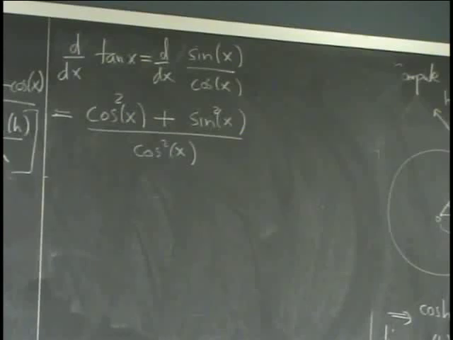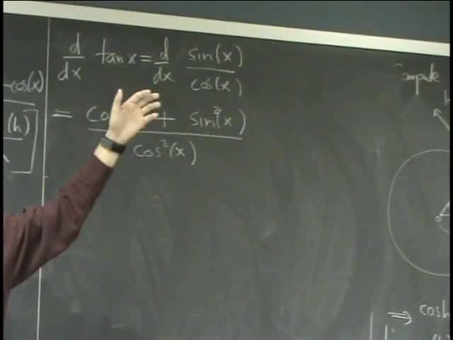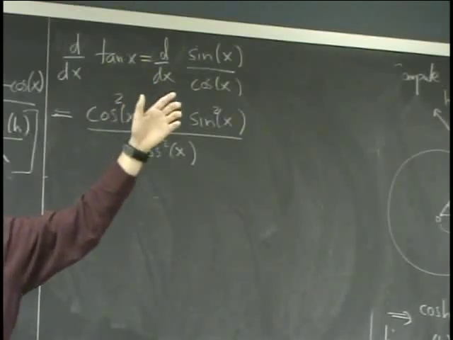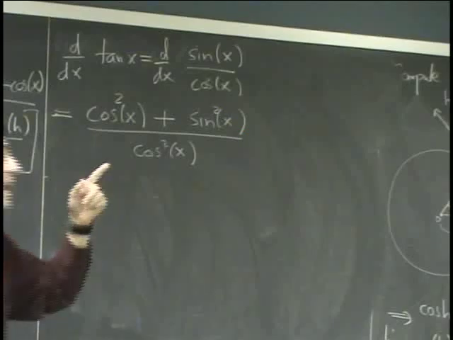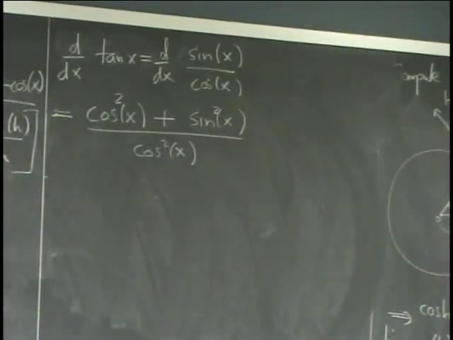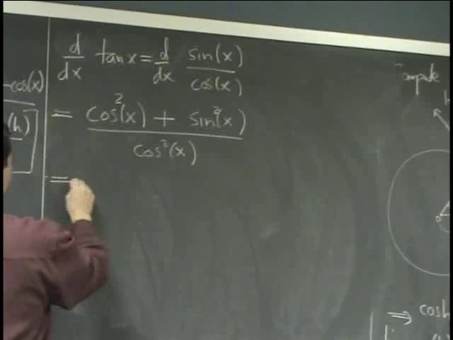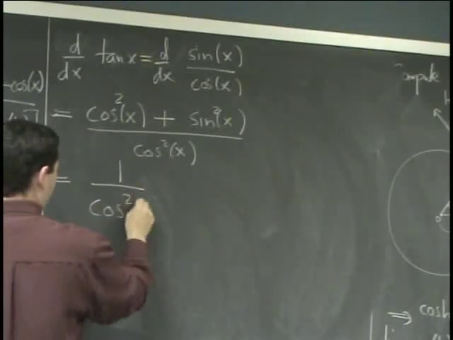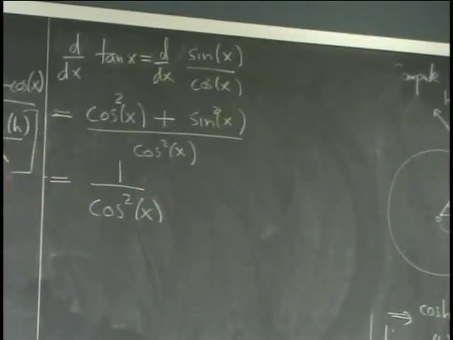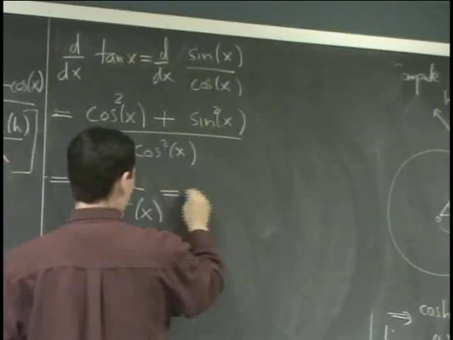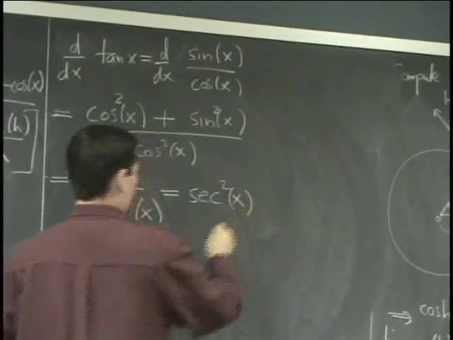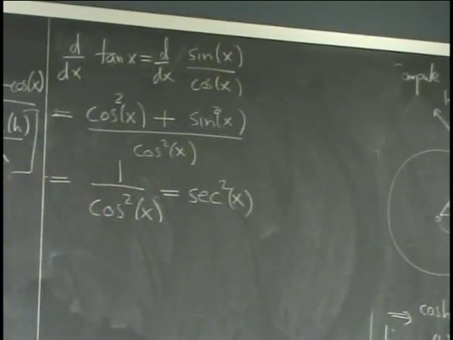Wait, I thought you guys said it would be secant squared. We got all this garbage on top. Identity. What do you mean identity? Oh, right! Sine squared plus cosine squared is 1. Sweet. Of course, 1 over cosine squared is the same as secant squared. Very cool.